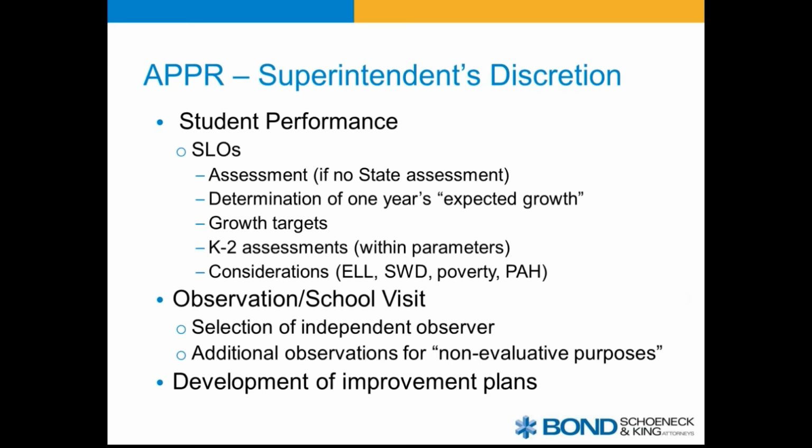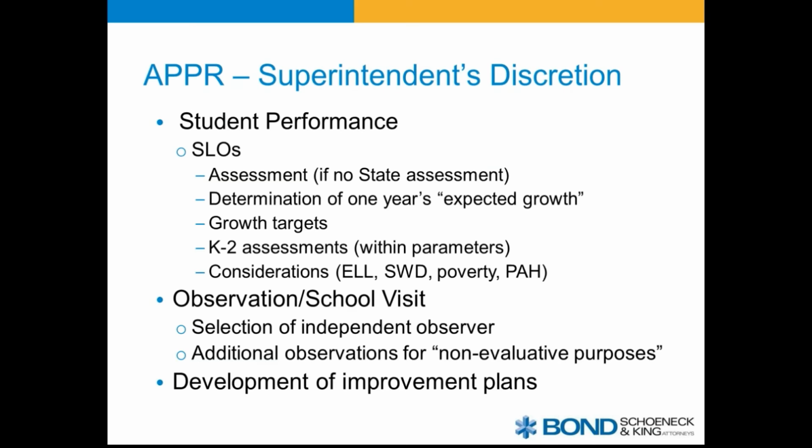So here are the things that school districts have discretion over. For the student performance component, the development of student learning objectives consistent with the SLO process determined by the commissioner is within the superintendent's discretion. The SLO process has to include a minimum growth target of 1 year of expected growth. The growth target can take several factors into consideration: poverty, students with disabilities, status as English language learners, prior academic history. As Bethany mentioned earlier, K through 2 assessments can also be developed subject to the parameters that have been established by the commissioner for those assessments.